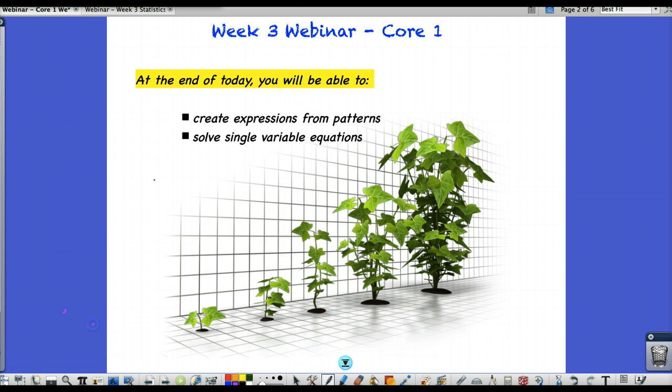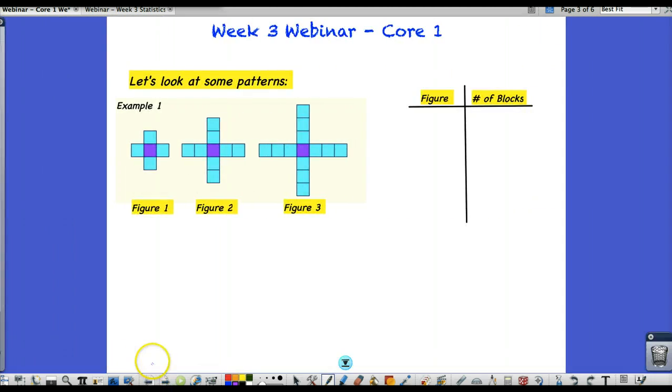So let's look at some patterns. And you guys have seen these patterns last week, and you tried to come up with an expression to model the pattern. And we're going to formalize that this week by creating an expression from a table, actually. We're going to put the information we have into a table, and then we can build an expression from the table. And that'll make things a little bit easier.